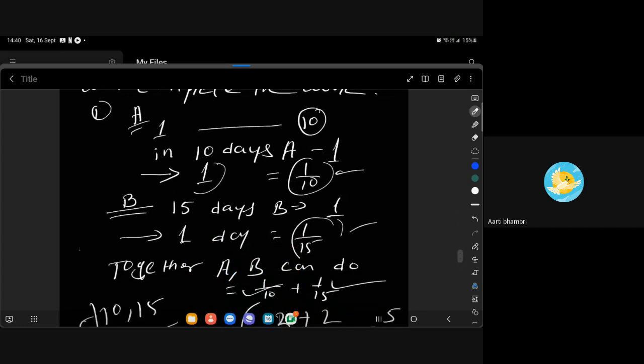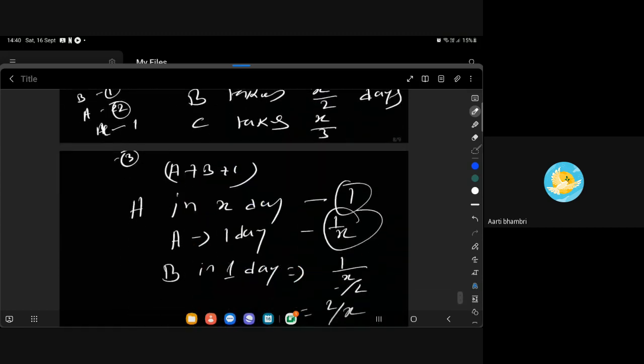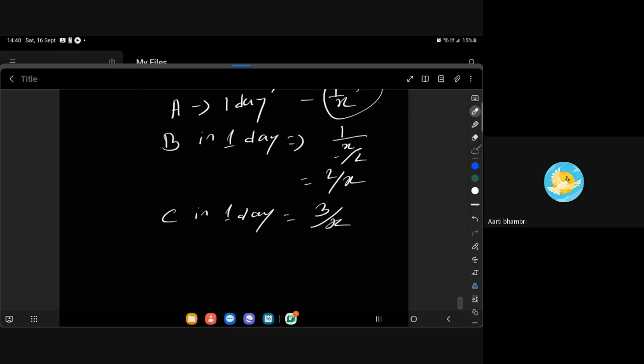In 10 days, A is doing one part. In 1 day, he will be doing 1 by 10 part. Like this, in X days he is doing one part, so in 1 day it will be 1 by X. Similarly B, in 1 day, it will be 1 by X by 2, it will be 2 by X. Similarly, C will be 3 by X.